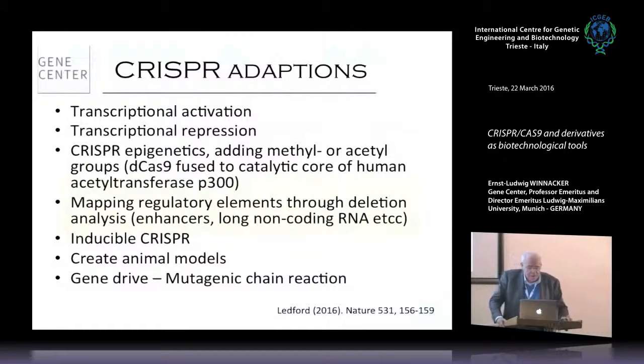So what can they do? You can adapt the system to study transcriptional activation and transcriptional repression. I'll mention that in a minute. You can make epigenetics by fusing enzymes which acetylate chromatin or DNA, and then you have an acetylated target. The same you can do with methylases, so you can add methyl groups. You can map enhancers. You can create animal models very easily, and you can make so-called gene drives. I come to that in a minute.